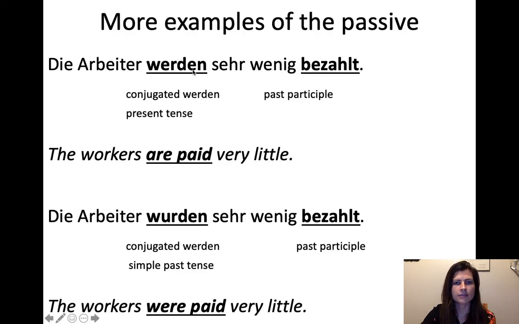Then we have these ones. Die Arbeiter werden sehr wenig bezahlt. So conjugated werden in the present tense. That's easy enough. It's like they are paid very little. The workers are paid very little, present tense. But if we want to put it in the simple past, all we have to do is change the werden to wurden, and then we have the workers were paid very little. So werden, and then the past participle always at the end there.